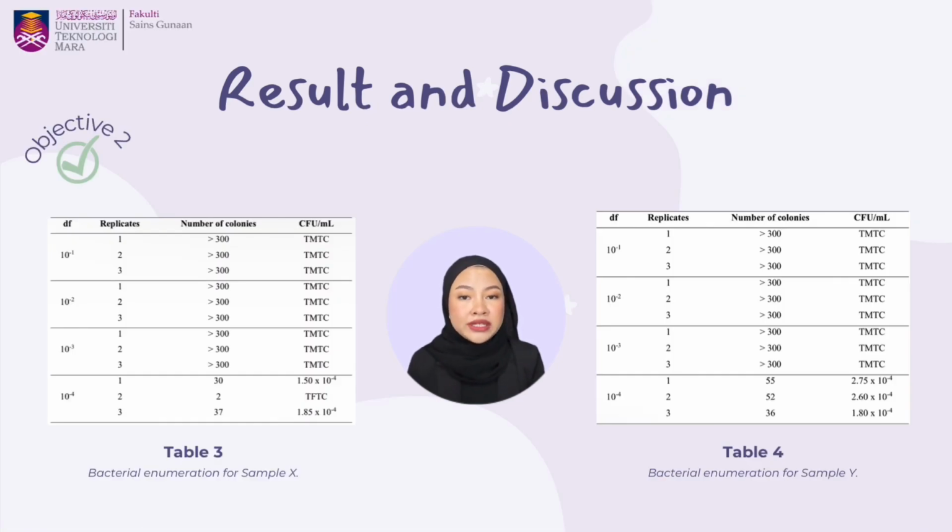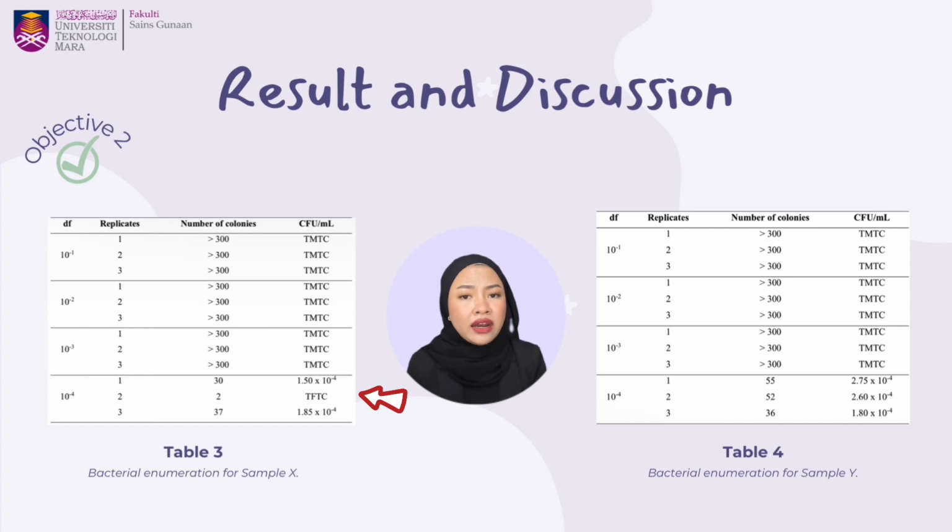The second objective is achieved by conducting bacterial enumeration. Table 3 and 4 present the colony count and the CFU per mL values for each plate of sample X and Y respectively. Plates with first, second, and third dilution exhibited an excessive number of colonies, classifying them as TNTC. However, plates with fourth dilution had colonies within the countable range. For sample X, the first replicate of fourth dilution had 30 colonies, the second had 2 colonies, and the third had 37 colonies. Since the second replicate had below 30 colonies, it is classified as TFTC.